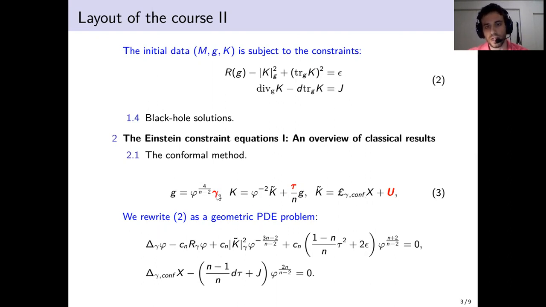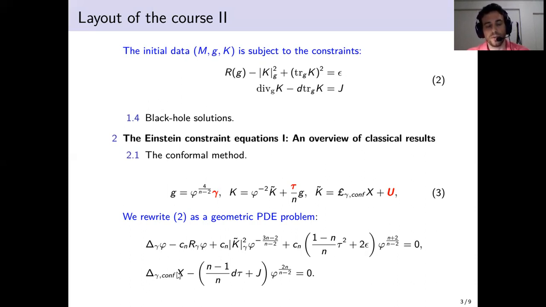Here we're prescribing the conformal class of the metric, we're prescribing the trace part of the extrinsic curvature, that is the mean curvature, and some other part of the trace-free part of the extrinsic curvature. Using this decomposition into the equations 2, we see that the set of geometric equations 2 gets translated into a set of PDE equations given by this system. Here, this is the Riemannian Laplacian on the metric gamma, and this operator is called the conformal Killing operator. Both of them are linear elliptic operators.